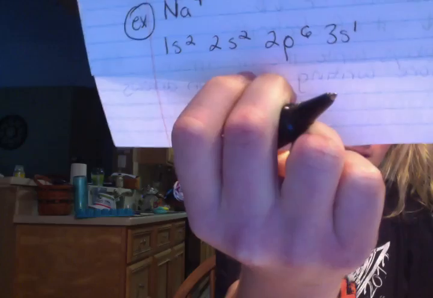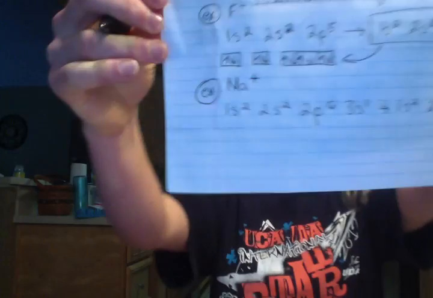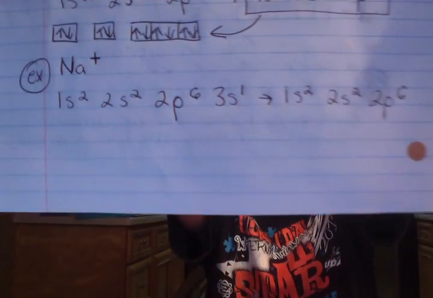So here's how you write this one. The electron configuration is 1s2, 2s2, 2p6, and 3s1. That's for the original sodium electron configuration. You write it like that. Then for the new electron configuration, since you're losing 1 electron, it'll change to 1s2, 2s2, and then just 2p6 because it's neon and it's full of electrons now.